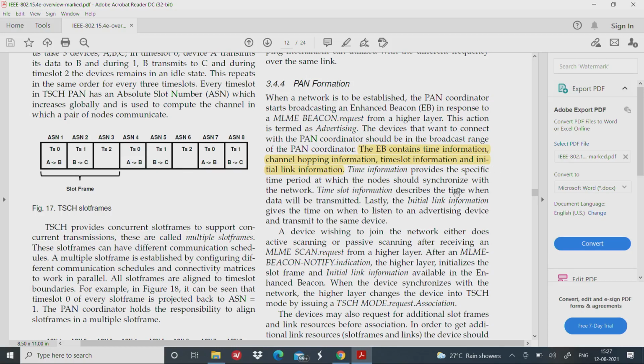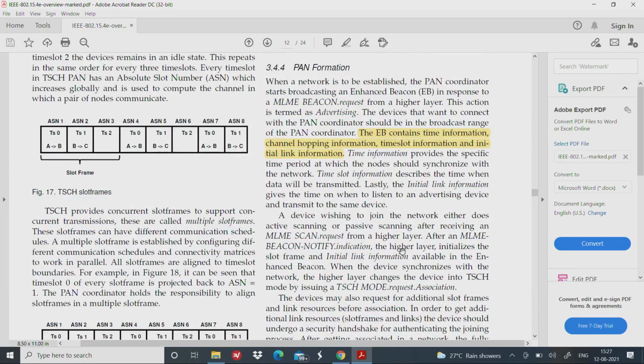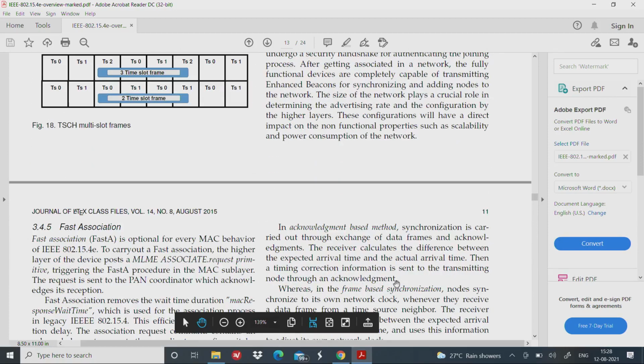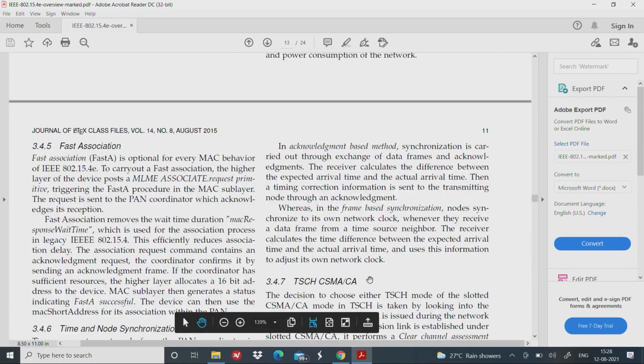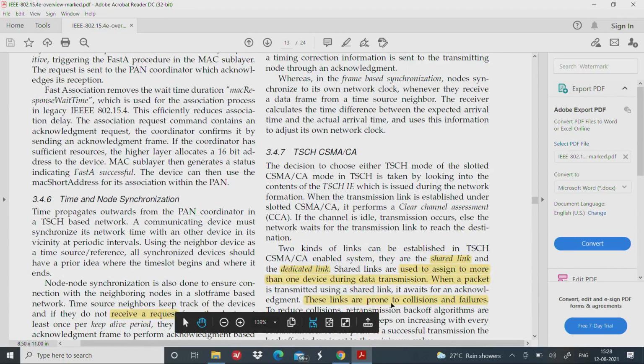Now what is time information? It provides the specific time period at which a node should synchronize with the network. And time slot information describes the time when the data will be transmitted. Lastly, the initial link information gives the time on when to listen to an advertising device and transmit to the same device. So all of this information is held in the basic enhanced beacon which is issued by the PAN coordinator. And this EB keeps getting rebroadcasted as the network starts getting bigger and bigger. The parents essentially will be transmitting the EB.